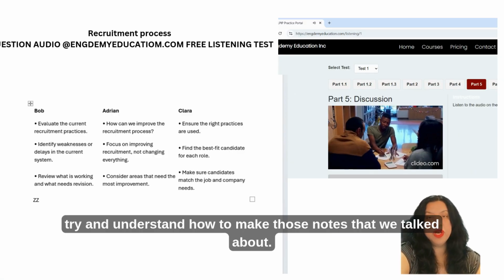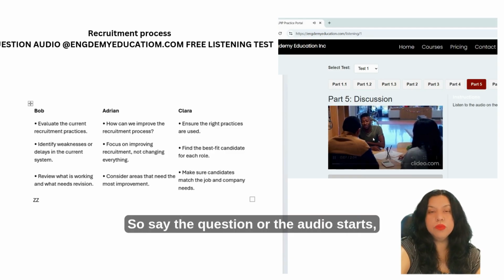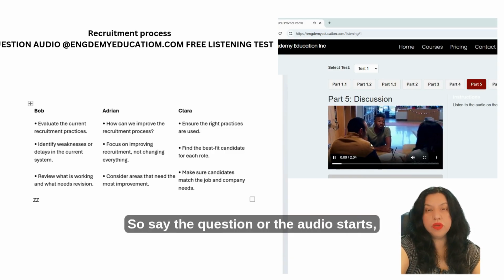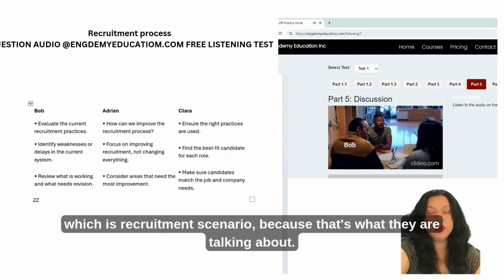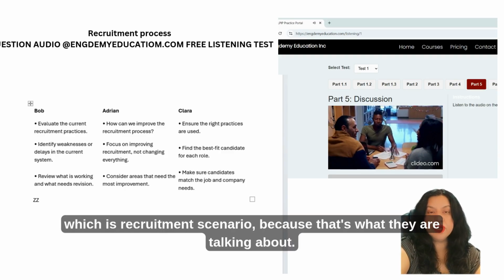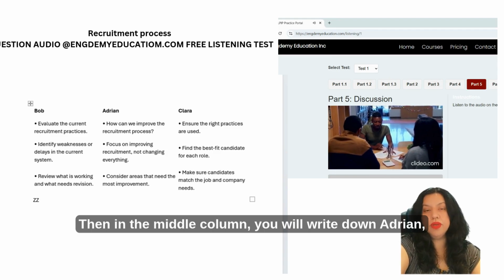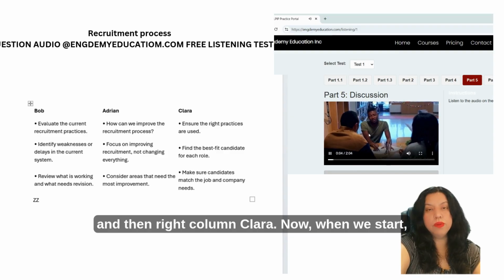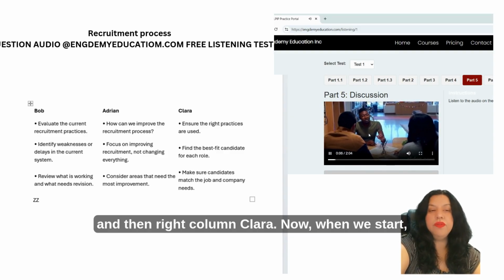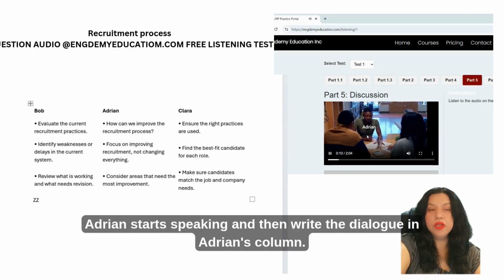In this video, we are going to try and understand how to make those notes that we talked about. So, say the question or the audio starts. The moment the audio starts, first write down the topic, which is recruitment scenario, because that's what they are talking about. Then, in the middle column, you will write down Adrian, who's sitting in the middle, left column, Bob, and then right column, Clara. Now, when we start, Adrian starts speaking, and then write the dialogue in Adrian's column.